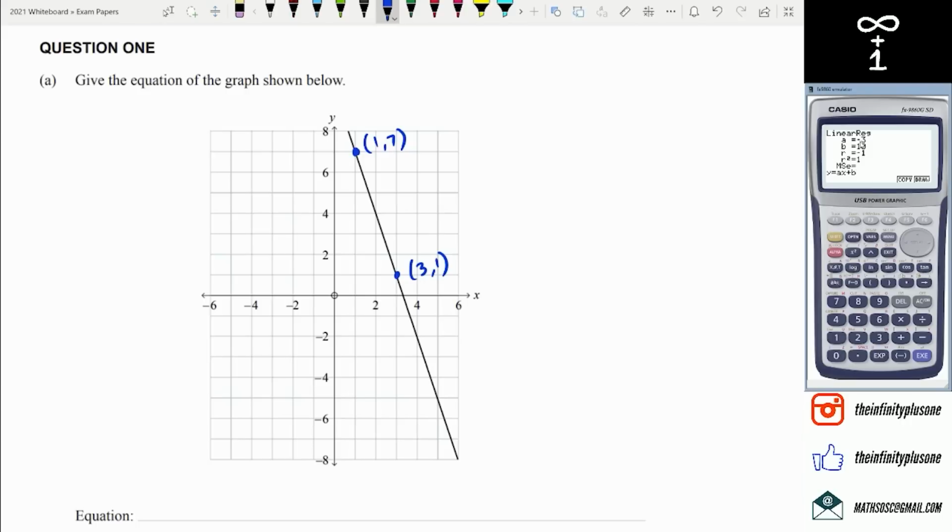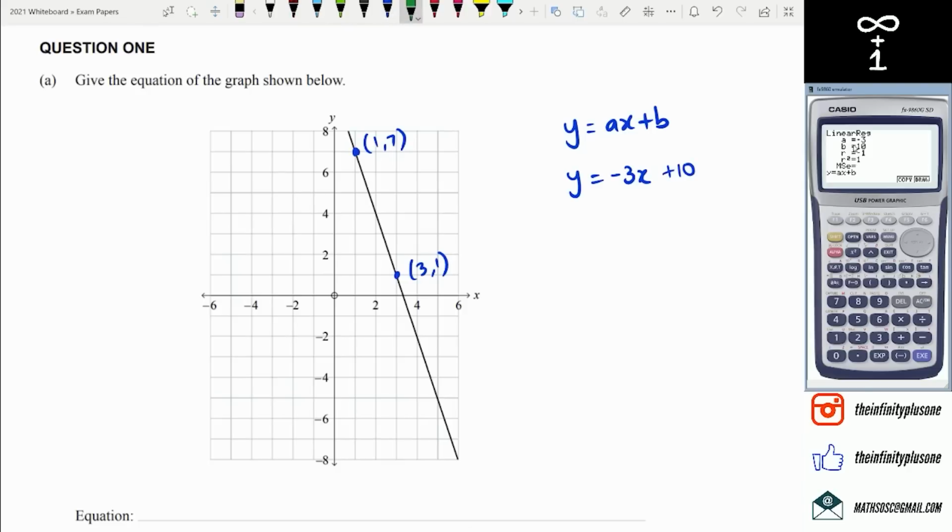So what we've got here is the a value, it says is -3, which is the same as the gradient, and the b value is 10. That's the y-intercept right there. So you just copy that y = ax + b. This is something I do recommend people to do. Copy it down like this, and then go back, have a look at what your a and b value is, and you can replace the a with -3 and replace the b with +10.